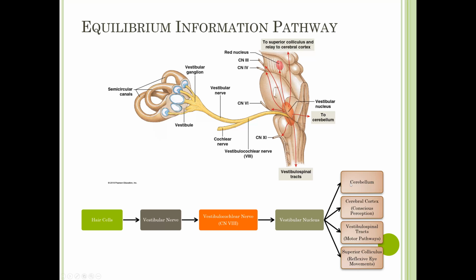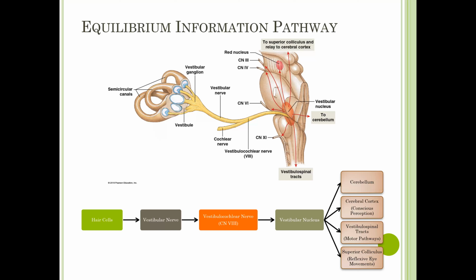A copy of it gets sent to the cerebellum. If you remember, we discussed in chapter 15 about how the cerebellum gets information from your visual input, from your equilibrium information, and it also gets copies of your motor commands and copies of your proprioceptive information. So this is the equilibrium information going to the cerebellum. You also have pathways that go up to the cerebral cortex. This allows you your conscious perception of your sense of equilibrium.